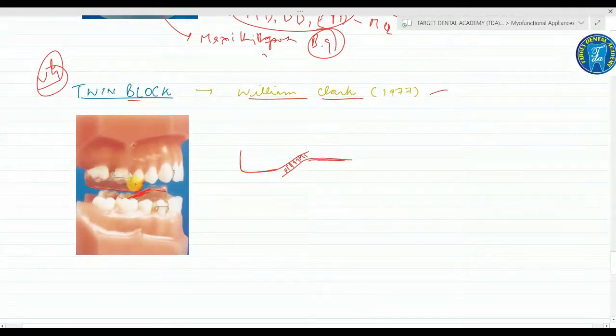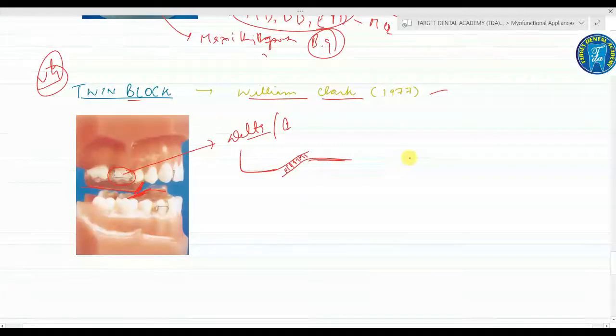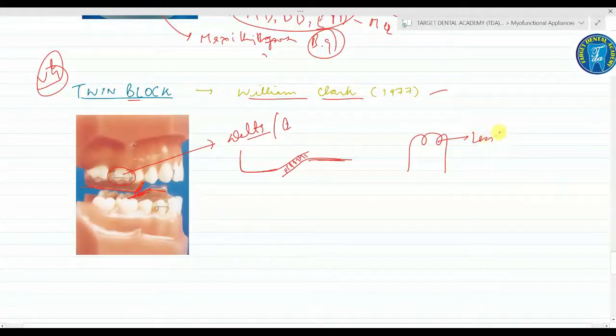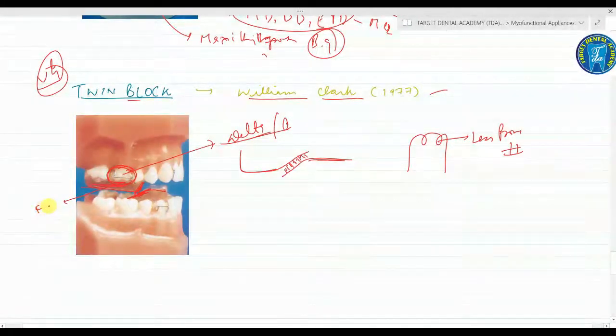Right. So in this, this is the upper plate, which is retained by the delta clasp. Why are you using the delta clasp instead of the Adams clasp? As we have already discussed, the delta clasp is like this, which is less prone to fracture. That is why we use the delta clasp in the twin block appliance. Fine. So the upper plate is retained by the delta clasp or the arrowhead clasp. The clasp is incorporated into the tube for the attachment of the face bow.